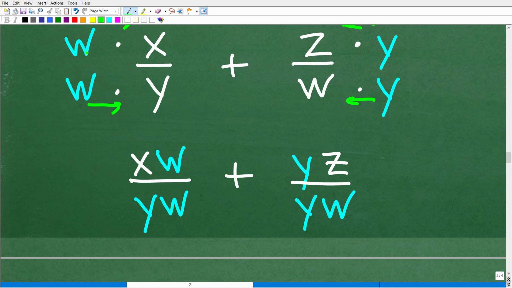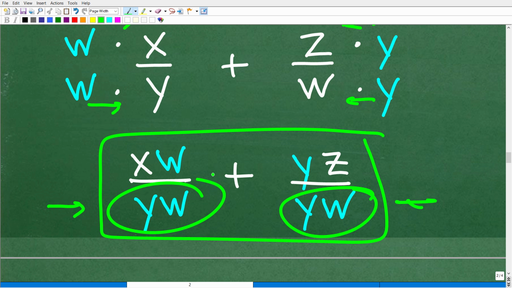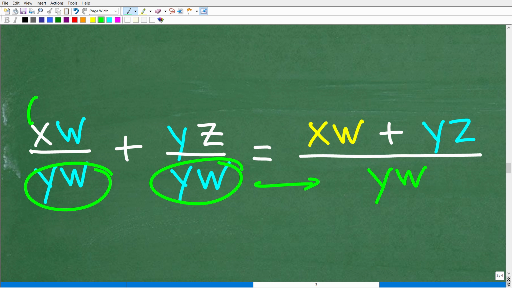Or w times x, the same thing. I'm keeping this consistent so you can recognize the answer here in a second. And then z times w is yz, or z times w, over w times y, or y times w. All right, so here now we finally have our rational expressions with the same denominator. Now we can simply add the numerators. When we do that, we get the same answer, right? So we have yw here as our denominator, and then our numerator here is xw plus yz.